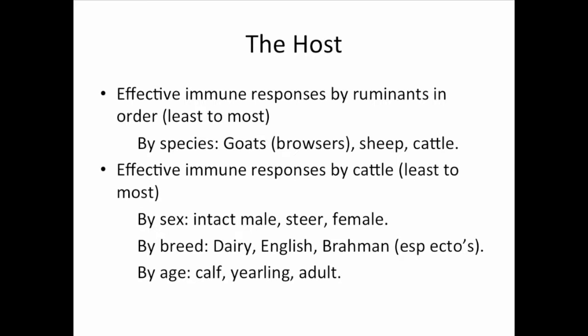Cattle, they have the best immune system of those three species. Also, there's sex issues. Male animals, especially intact males, have the worst immune systems in terms of parasite control. And then there's steers, there's cows, there's yearlings, and breeds. Dairy breeds are the worst, through English up to something with an ear and a hump, and in age. Calves are very susceptible. I mean, very weak immune systems. Yearlings a little better, and adults a very strong immune system.